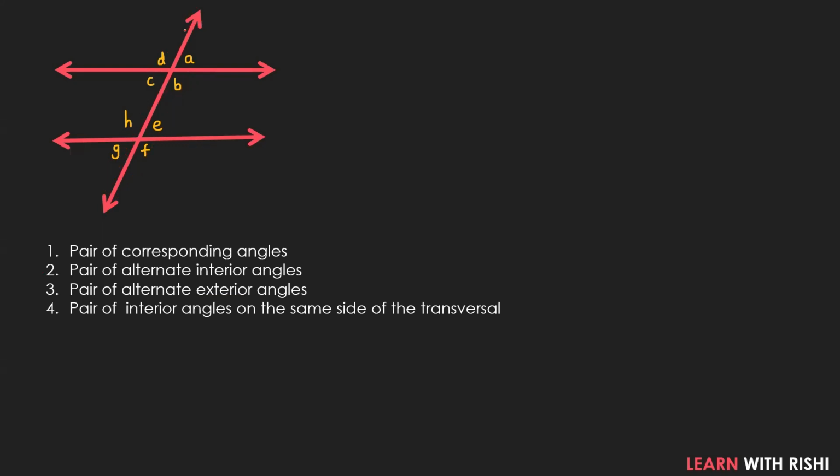Okay, line T is our transversal. Now here I am talking about interior angles. Firstly, interior angles means here we'll consider angle C, angle B, angle E, and angle H. These four angles we'll consider.